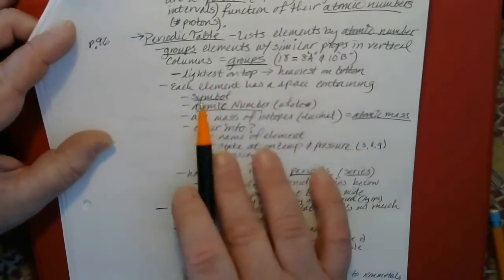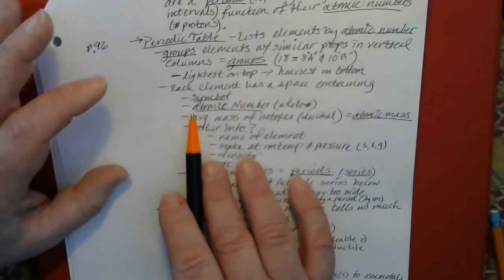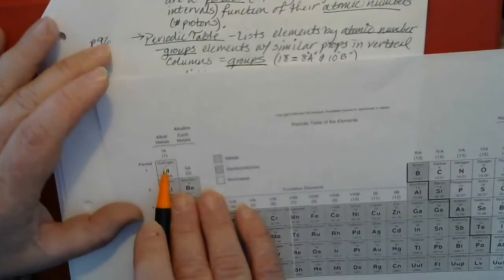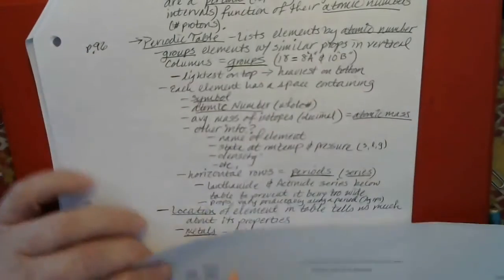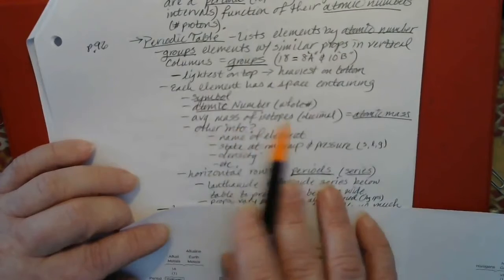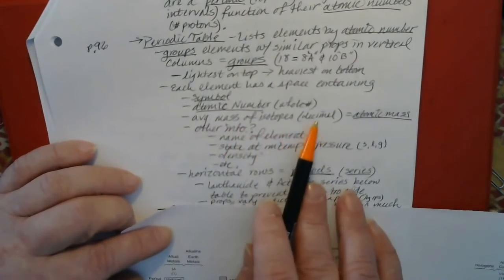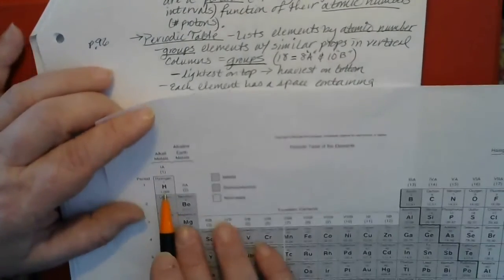Each element has a space of its own containing the symbol for the element, the atomic number, which is the whole number in each space, and also the atomic mass, which is the weighted average of all the masses of the isotopes. And that's the number with the decimal spaces in it.